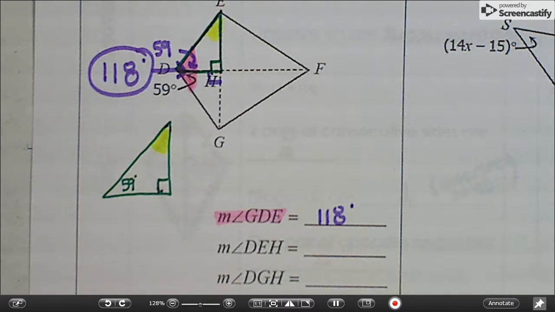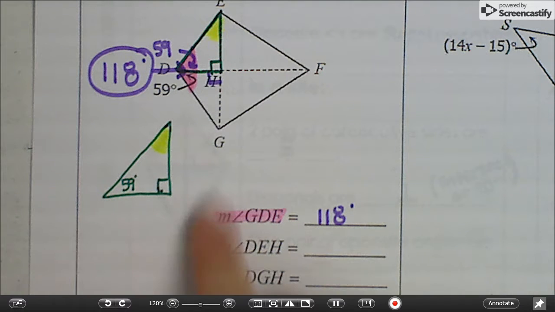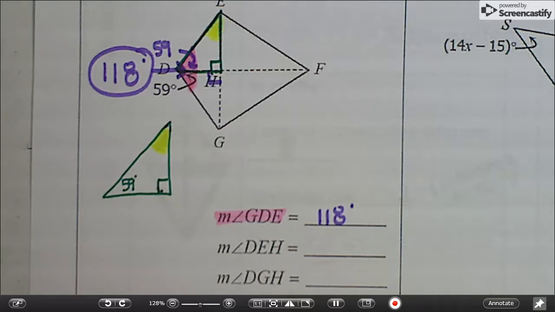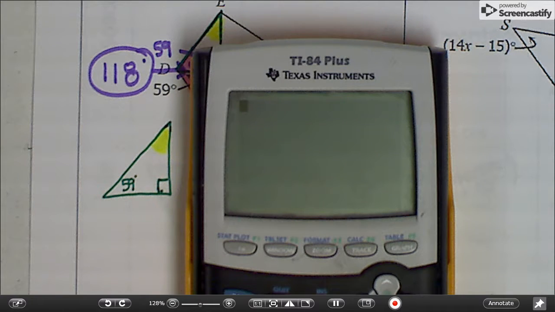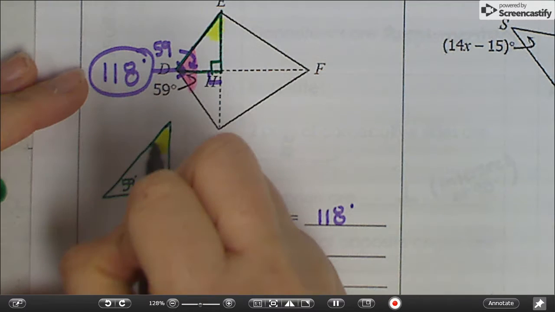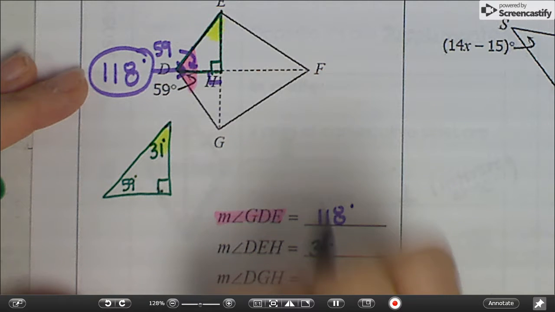Should we use the Pythagorean theorem since we know 2 angles? No, and hopefully you said that to yourself. Absolutely not. This is angles, not sides. Can we use trig? No, because that's sides and angles. This is just angles, and we all hopefully know that the angles in a triangle add up to 180 degrees. So simply, you would add these up, 59 plus 90, and then subtract from 180, which is 31 degrees. So this angle is 31 degrees.